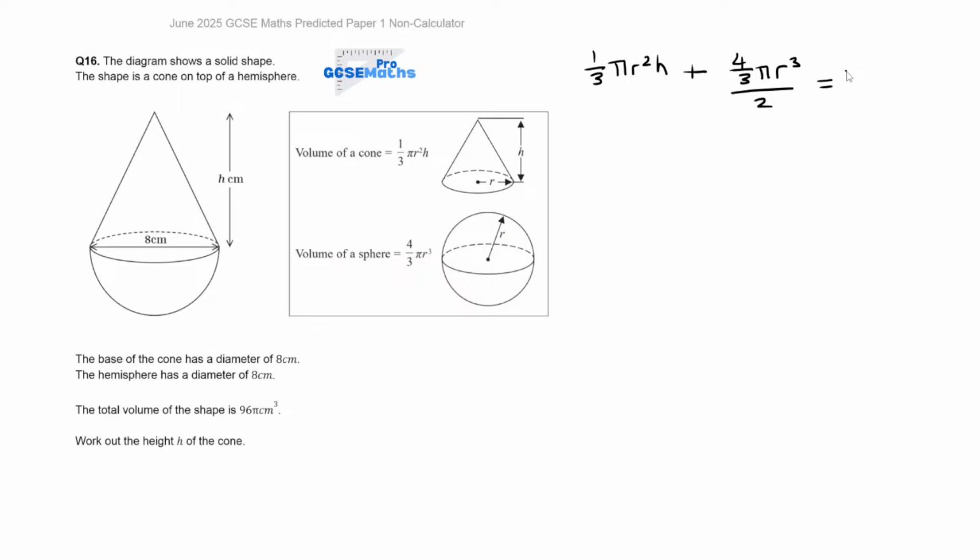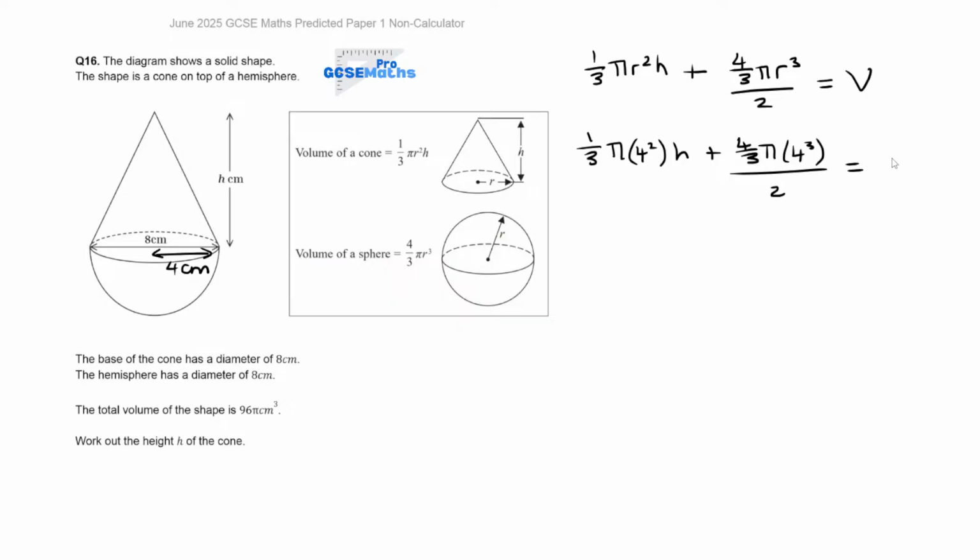Now that equals, obviously, the total volume. So now I can sub in the values that I do know. Just remember, you can always draw it on your diagram if you want. The radius is 4, not 8. So subbing in 1/3 pi 4 squared h. I don't know h, so I'm just going to leave it as that letter, that's fine. And then 4/3 pi 4 cubed over 2.